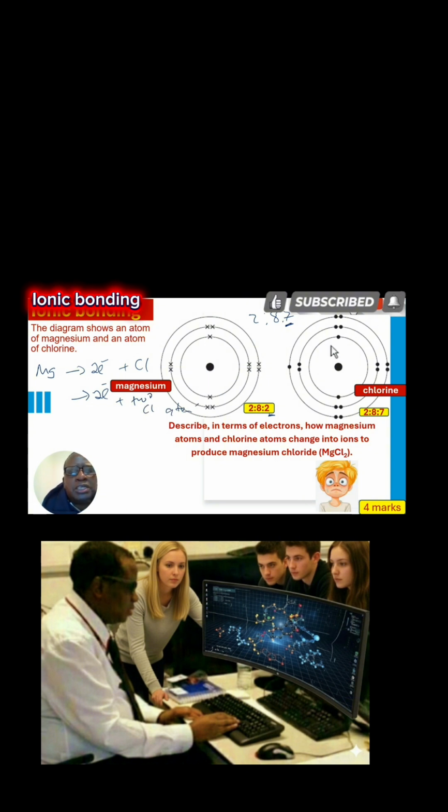Magnesium transfers 2 electrons to 2 chlorine atoms, and once magnesium has lost 2 electrons, oxidation, it forms Mg 2+ ions, and chlorine gaining an electron forms Cl minus, but we are going to have 2 of those, Cl minus, Cl minus.